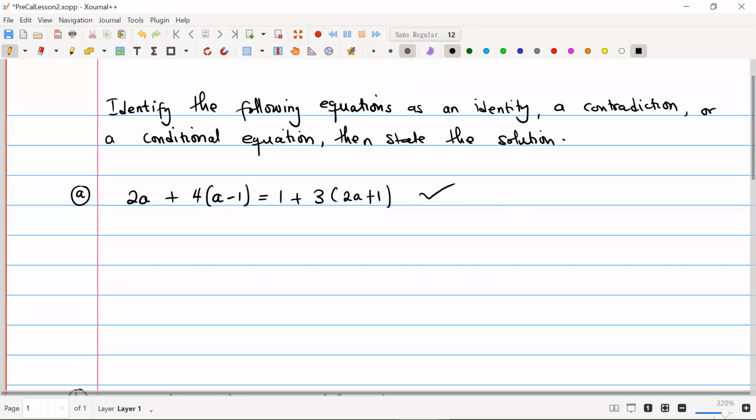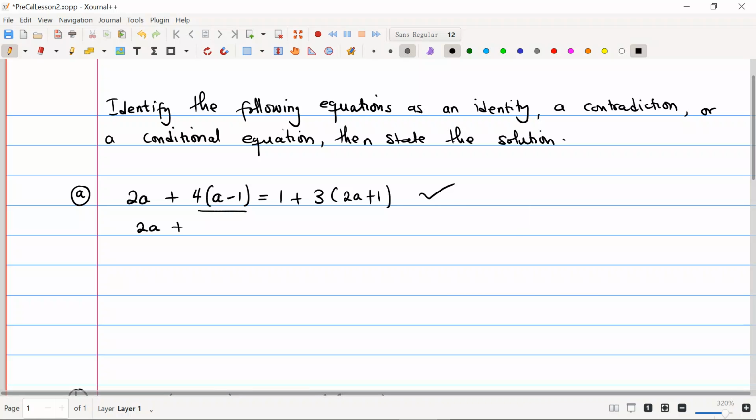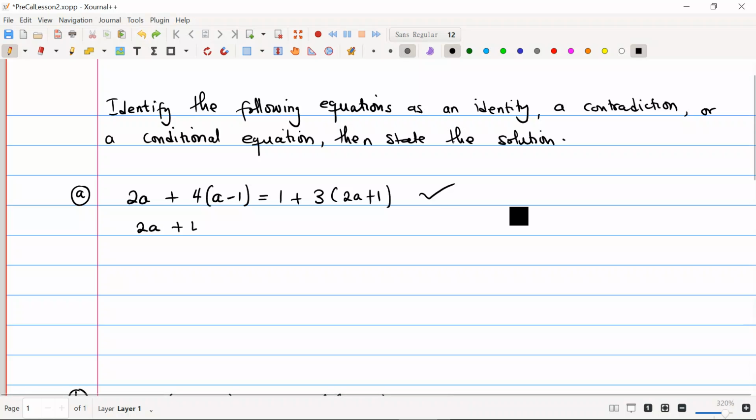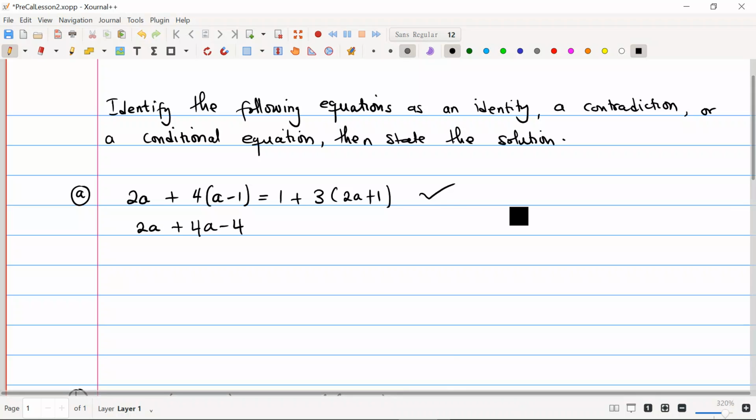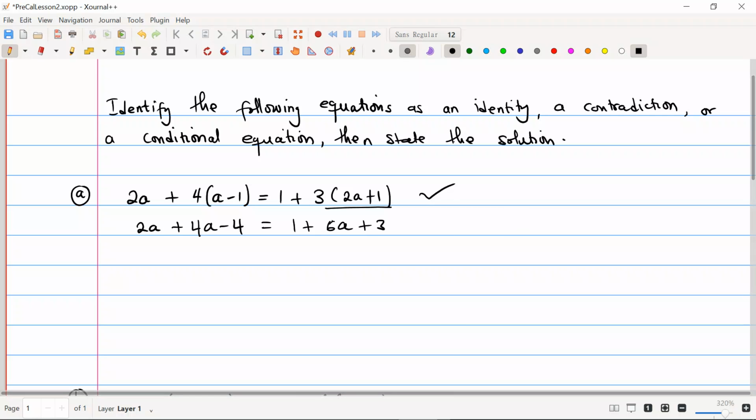Okay, so given this equation, what you have to do is solve it, like we know. I'm going to expand, or FOIL, this one out. Distribute 4 throughout: I'm going to have 4a minus 4, plus, distribute 3 through this, 6a plus 3. The way we do it, you multiply the number outside of the brackets through everything, and this is what we have.